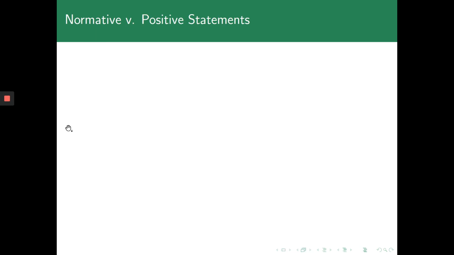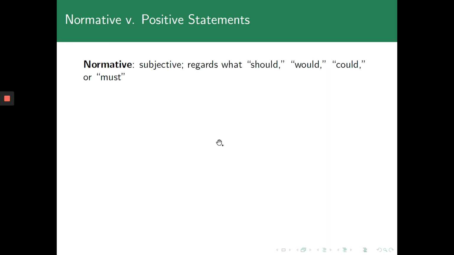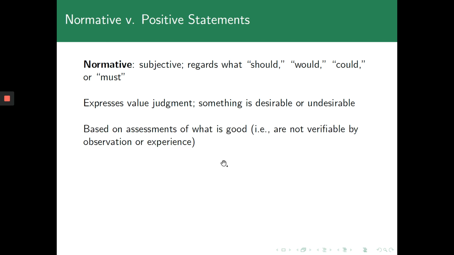Okay, this is the thing we'll finish on. Let's go to the idea of normative versus positive statements. A normative statement is subjective. It regards what should, what would, what could, or what must happen, what must be, what is good. A normative statement expresses a value judgment. Something is either desirable or undesirable, depending on how you feel. It's based on an assessment of what's good. We cannot verify that based on observation or experience. Basically, something that's normative is not measurable.